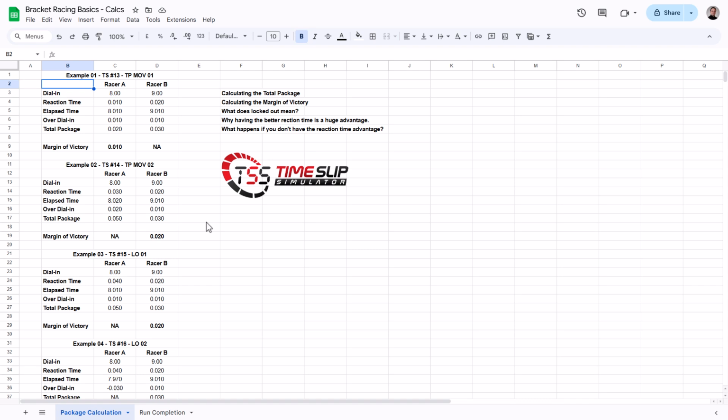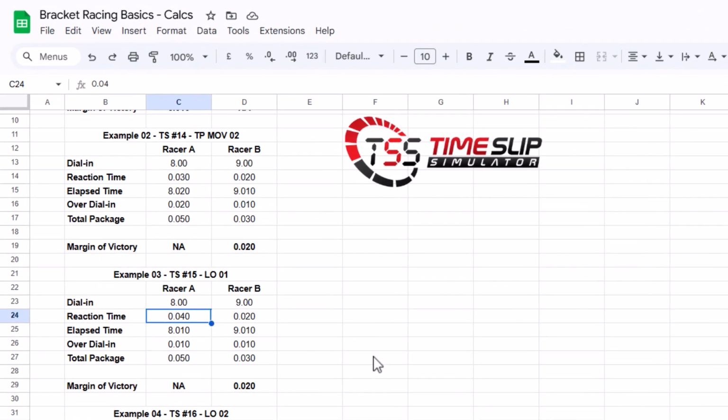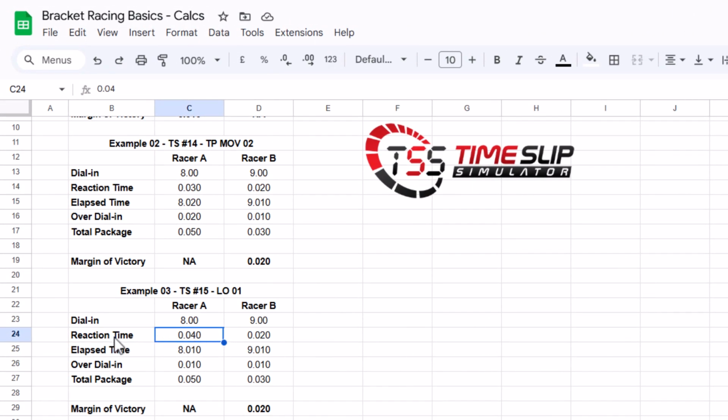A term that you'll often hear people speaking about is the idea of being locked out or being mathematically ineligible. To summarize what that means, it's where one racer's reaction time, so in this instance racer A, is more than the total package of the opponent. So in this instance, racer A had a reaction time of 400ths, but racer B's total package is 300ths. So the reaction time of 400ths is greater than 300ths, which means that there's no way that racer A can win this race over racer B.